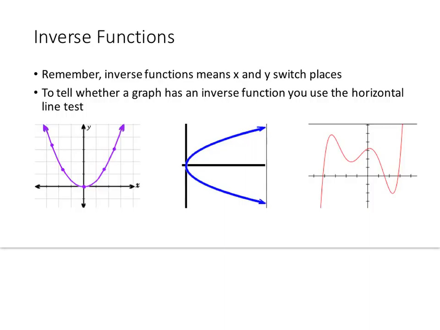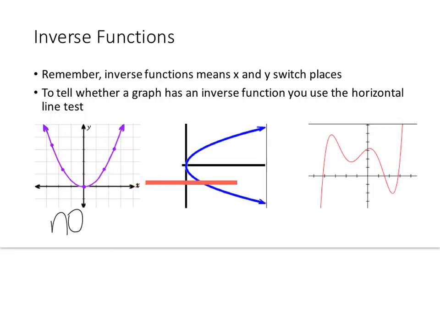So I'm going to draw a horizontal line, and I'm going to drag it up and down. You can take your pencil or finger or whatever, and drag it up or down your graph. You see how here this red line touches my purple graph pretty much twice at any given point. There it touches twice, there it touches twice. At the very bottom it only touches once. Because it touches the graph more than once, no, the inverse of this graph is not a function.